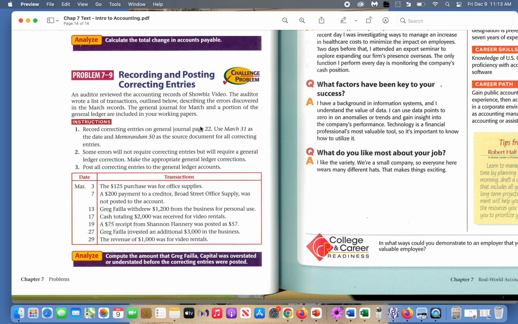So the first thing I would do on the journal is, what did I debit? I debited office supplies. So we have March 31. I must write a correcting entry because I created an entirely new journal entry. Where did I get it from? G22. I'm debiting 125. There's my running balance.